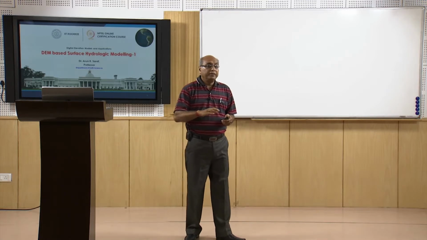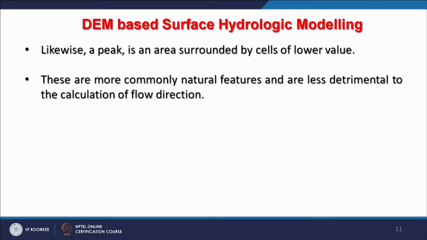When we have a digital elevation model which is depressionless, sink filled, then it is ready for surface hydrologic modeling. These sinks are more commonly natural features, depending on the terrain, and of course terrain ruggedness plays a very important role, but nonetheless they will be used while calculating the flow direction. That is why in the flow chart flow direction has been calculated first, but sometimes people first create a depressionless DEM and then derive the other parameters. That is also possible.